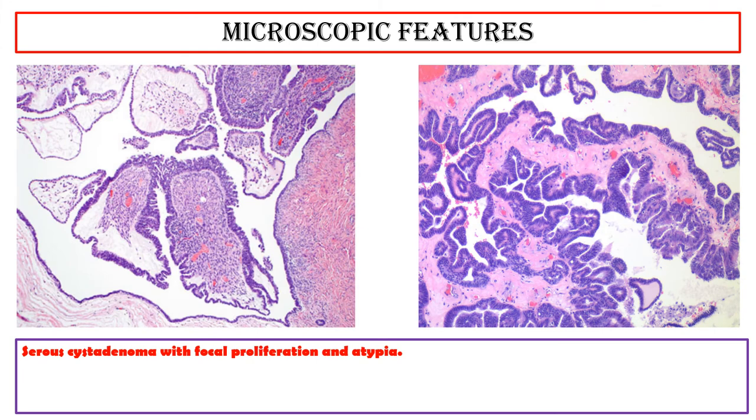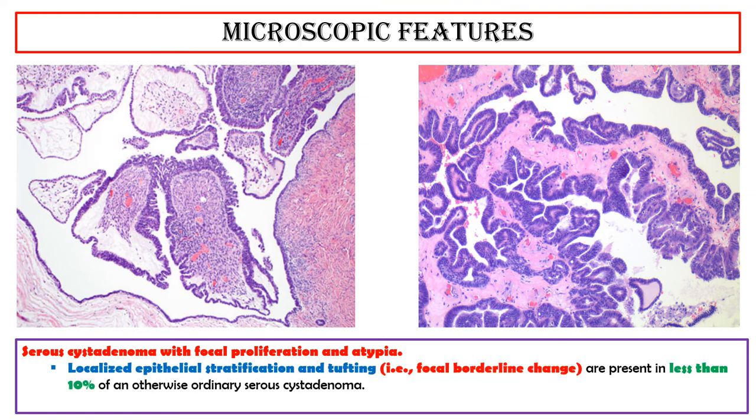Serous cystadenoma with focal proliferation and atypia. Localized epithelial stratification and tufting, that is, focal borderline change, are present in less than 10% of an otherwise ordinary serous cystadenoma. No complex papillary growth, that is, no secondary branching, is seen.